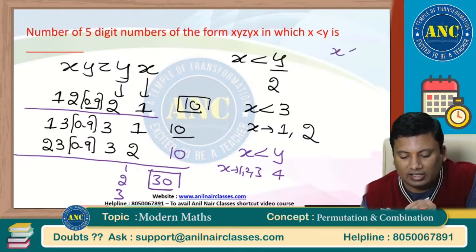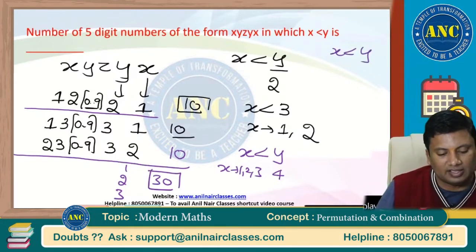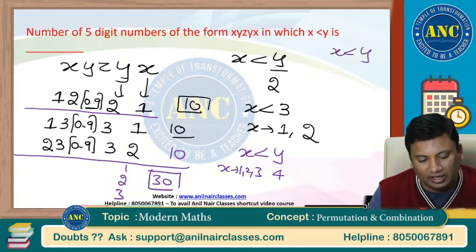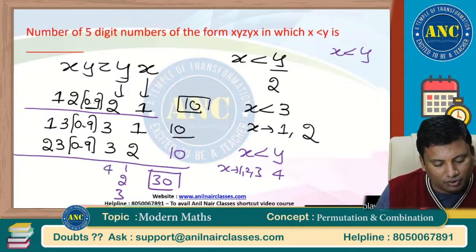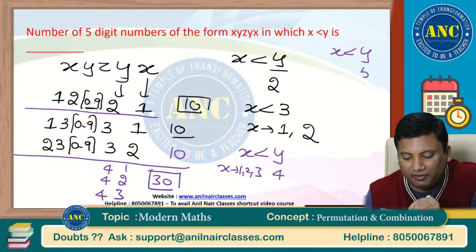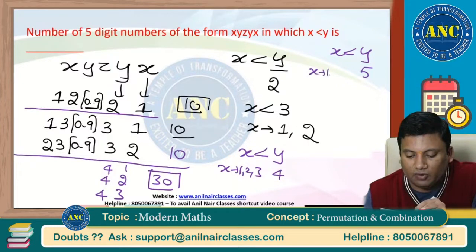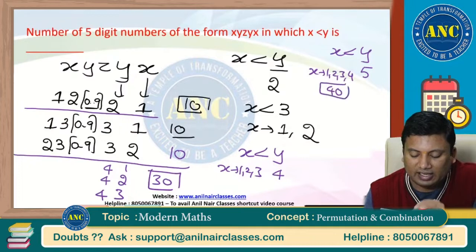Next is x is less than y. If y is 4, x will take 1, 2, 3. Here it is 4 only, right? If y is 5, x will take 1, 2, 3, 4, which means 40 cases I will get.